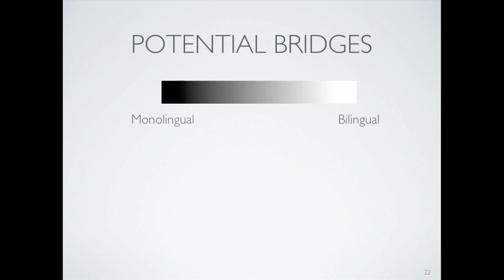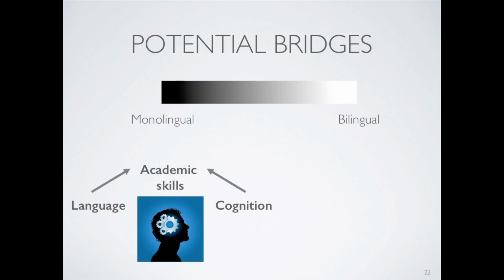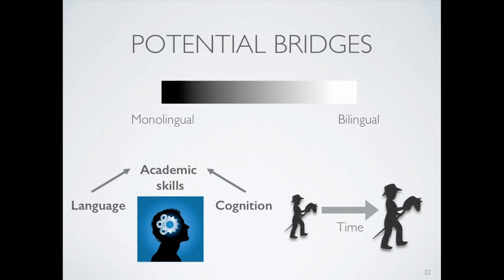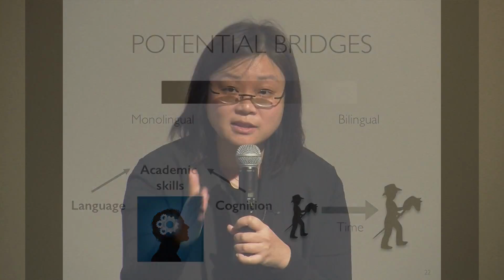And the second potential bridge that we could build is to link what we know about the language and cognitive development of bilingualism to academic skills, which we have done a little bit, but not quite enough. And the third is the longitudinal aspect. So the value of following children over time to see how they change and develop instead of taking a snapshot at different time points. So I will explain to you a little bit further here.